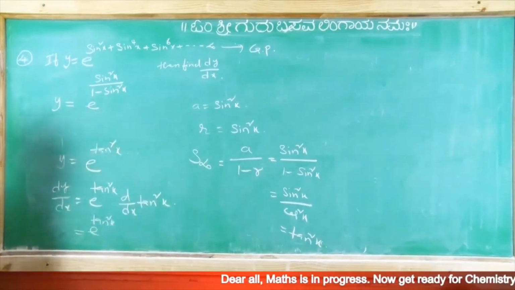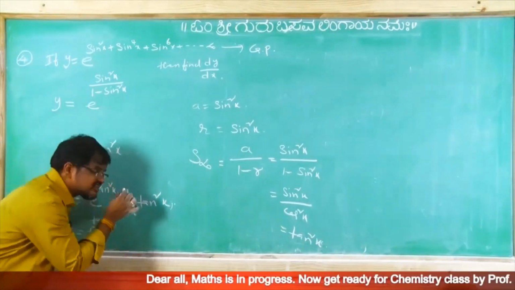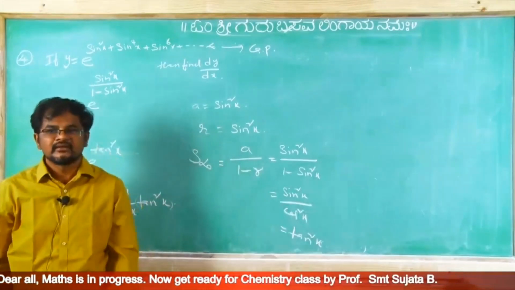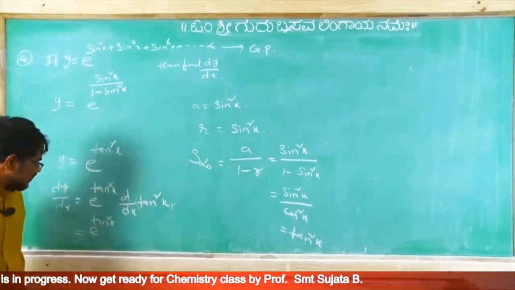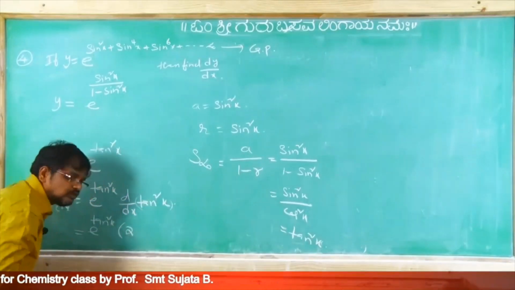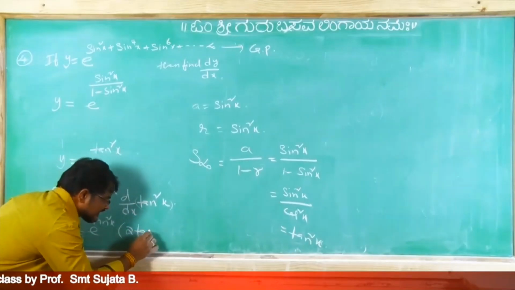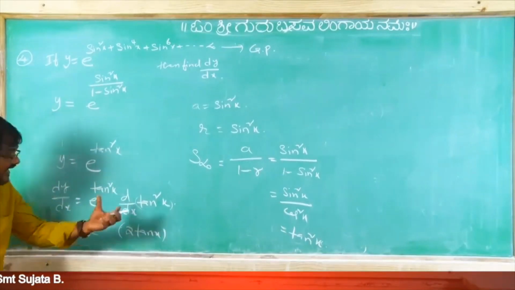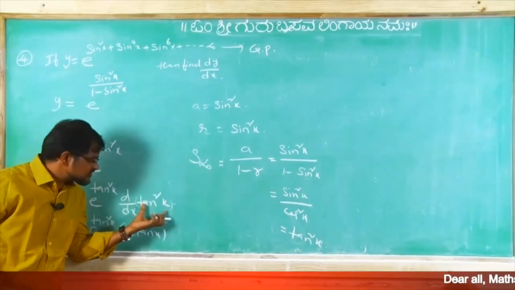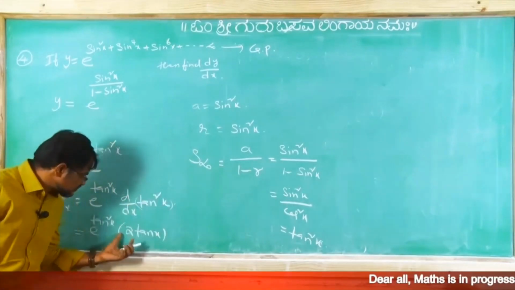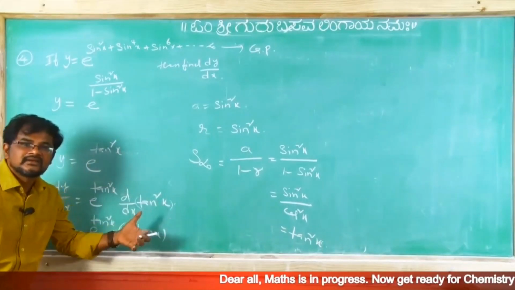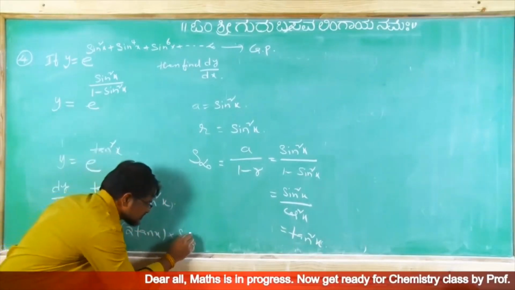Differentiation of tan square x. Again it is in the form of x square. So d by dx of tan square x means 2 tan x, the x square formula. Differentiation of x square is 2x, so 2 tan x. Again differentiation of tan x is secant square x.